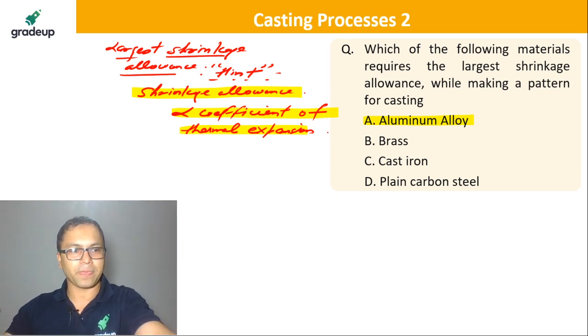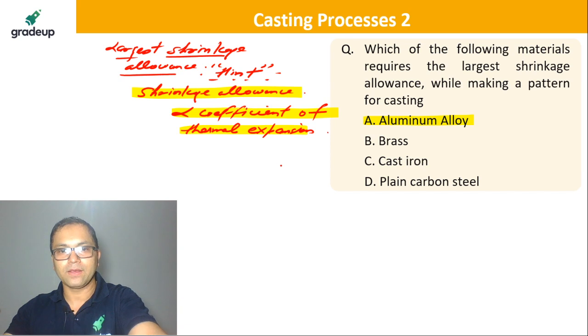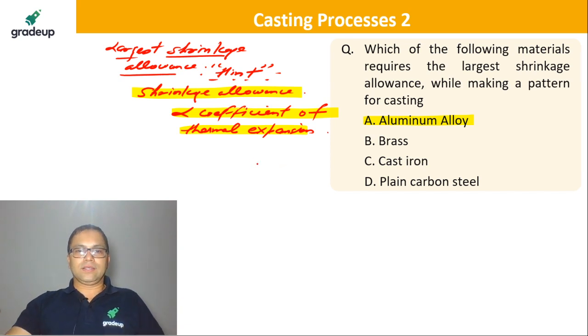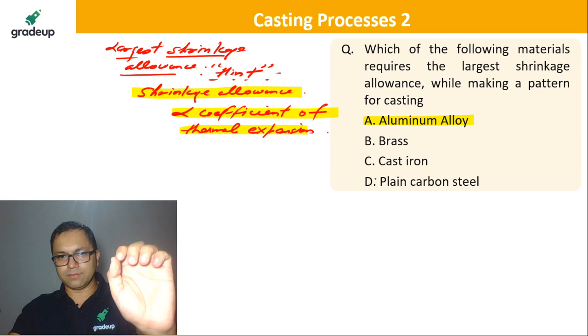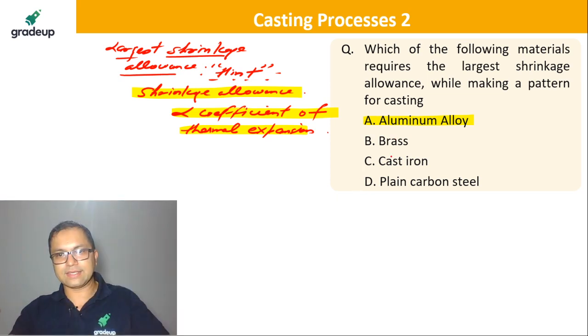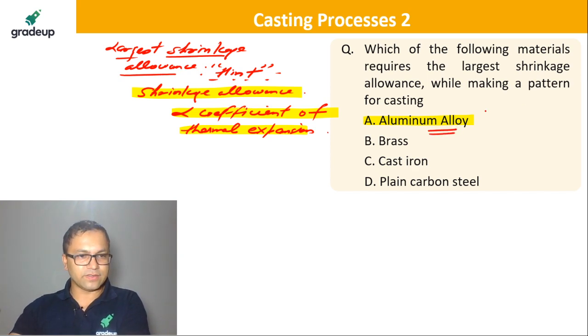Hello, is it good? So just remember this, guys. All right, that aluminum amongst these has the highest coefficient of thermal expansion. So that's why the answer here is aluminum alloy. Yeah, Sanjeev, you're right. Bhargavi, you are also right.